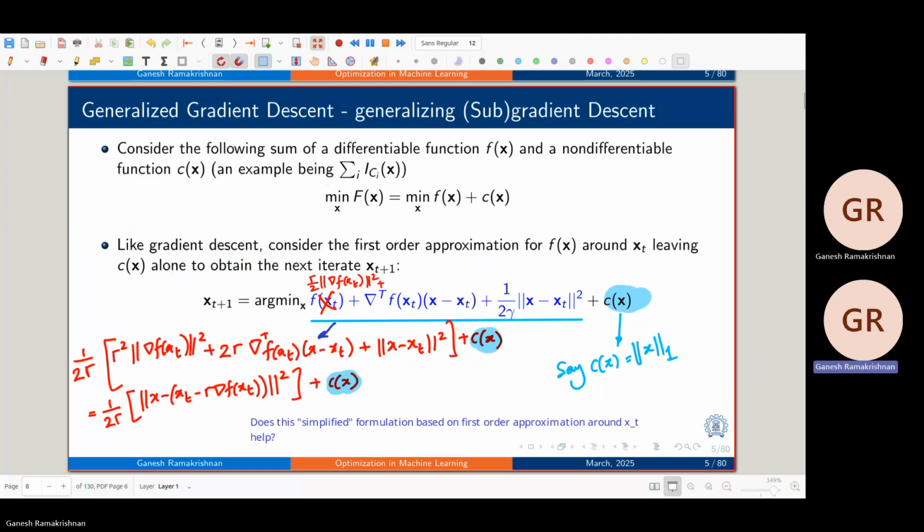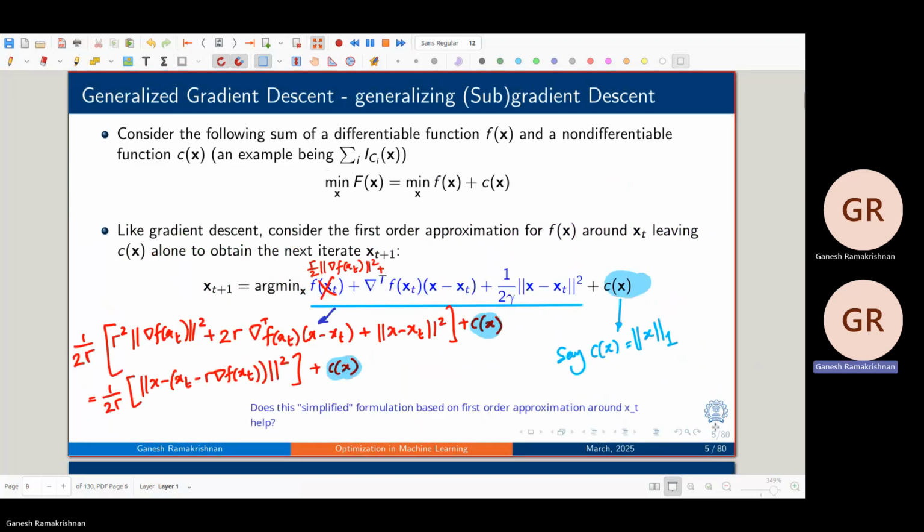So we'll actually see. So question is, this is a simplified formulation, but does first order approximation around xt help? Help in the sense, can I actually start getting some nice, cute, iterative steps, right? Yeah. Why don't we decompose Cx in its first order form? See, Cx may not be, as I said, differentiable. Upper bound on the subgradient.